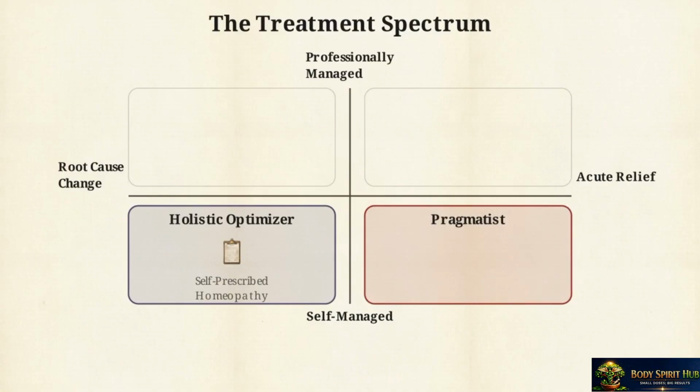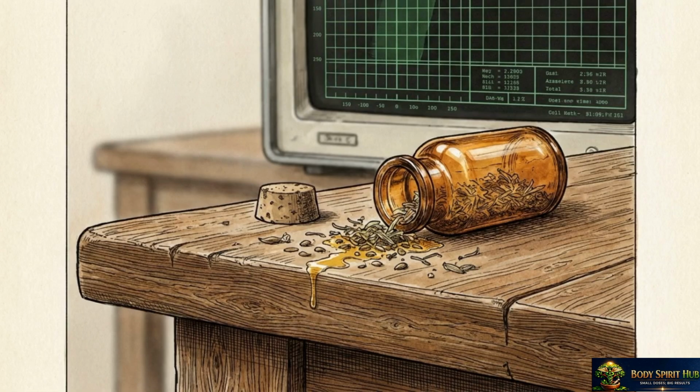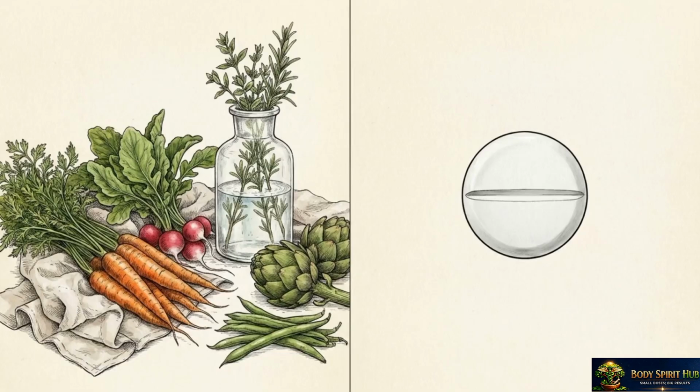Now consider the pragmatist. This is someone who refuses to alter their sleep schedule or diet and simply needs a fast 20-minute fix so they can get back to their desk. If you fall into the pragmatist category, do not waste your money on homeopathic remedies. They are catalysts that support holistic systems. They are not direct one-to-one replacements for an ibuprofen.